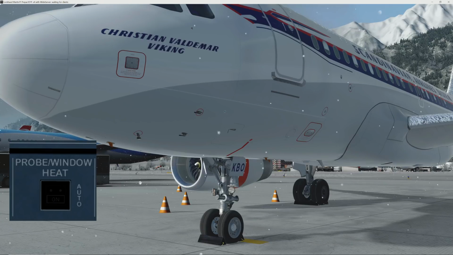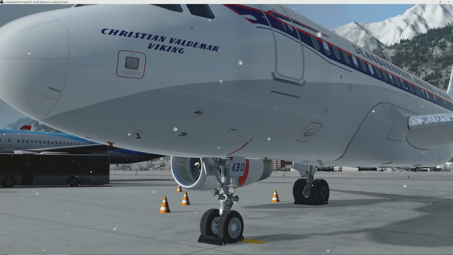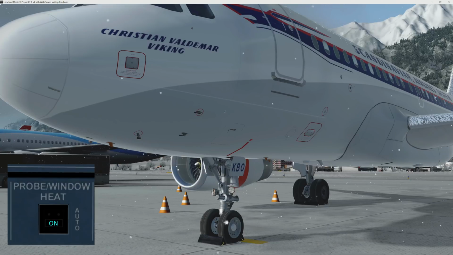And I guess it's needless to say that the low power function on the ground for the probe and the window heat is in order to avoid overheating. Now, there is a function where you can select the probe window heat on manually and on the ground. That means that the windows and the probes are being heated at low power. And the reason for this is to get rid of ice and snow contaminants that have accumulated during the transit on ground.